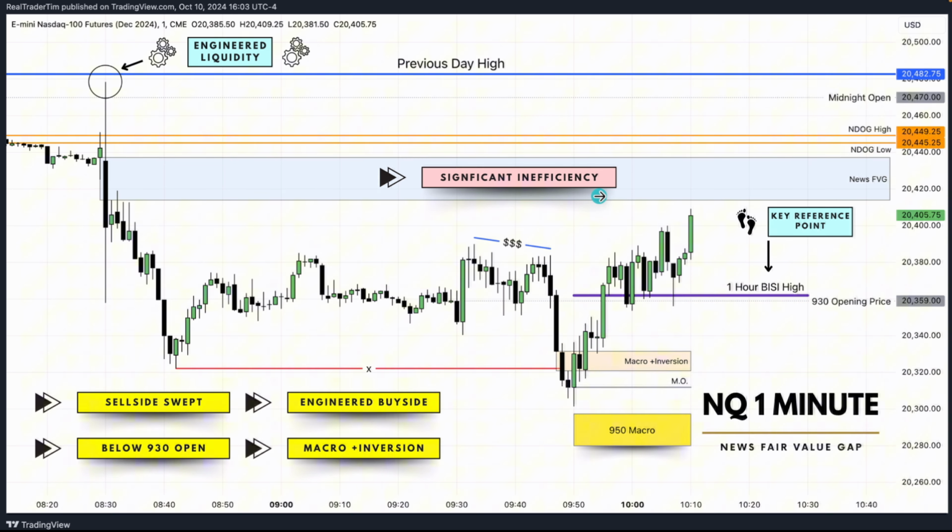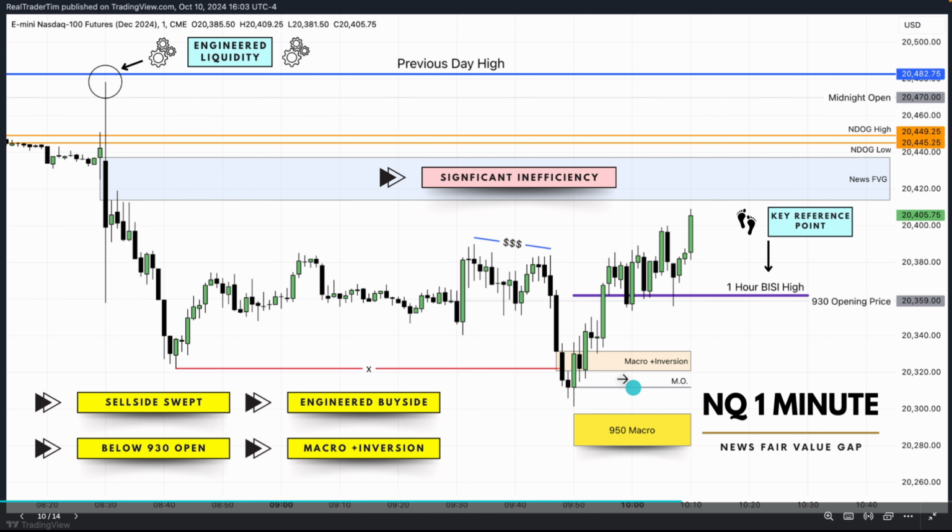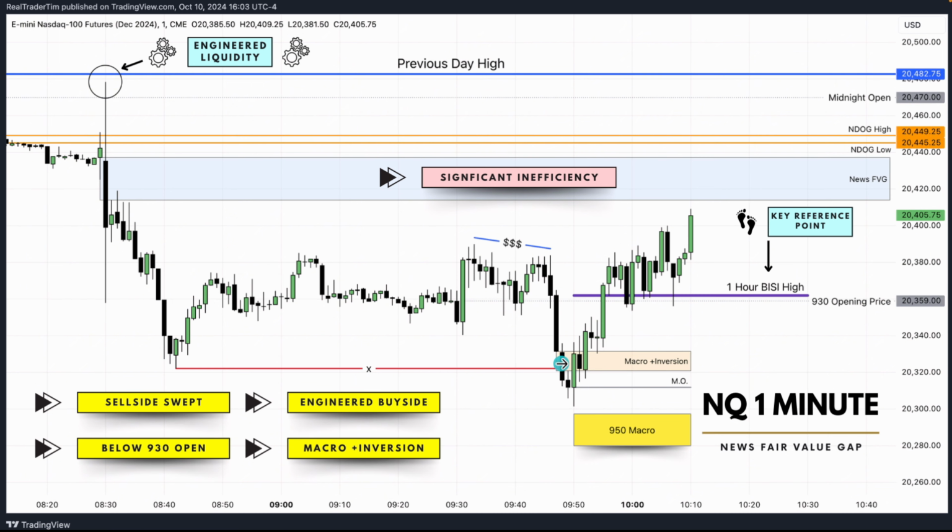Okay. Continuing forward now, significant inefficiencies, the news fair value gap. You're looking at if price is down here, whether you enter here on this lower one, you have a great entry, the second one, the higher one, this BISI, right? This can be a balanced price range too. Take your pick, right? But what is standing in the way from price down here and the terminus, previous day's high, the engineered buy side liquidity externally? This significant inefficiency, the news fair value gap.